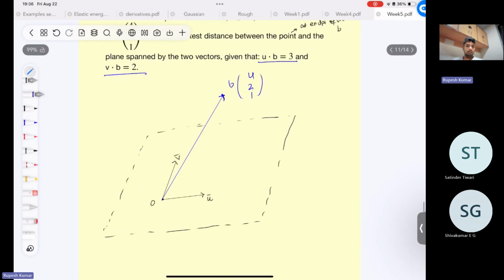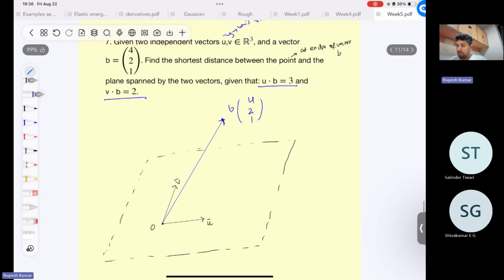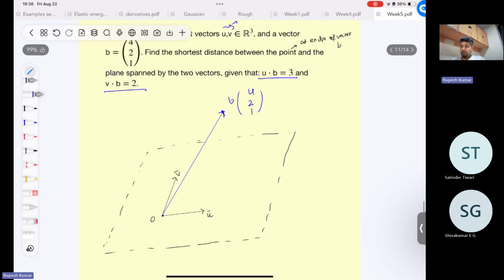Fine, everyone. Is this clear? Satinder, is this clear? U and V are unit vectors, right? Yes, sir. So how do we find the shortest distance?